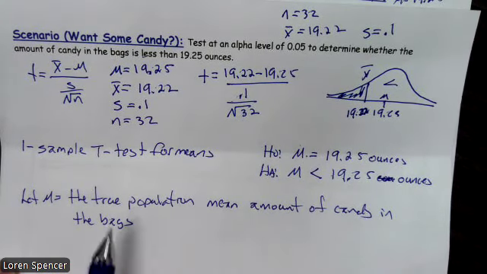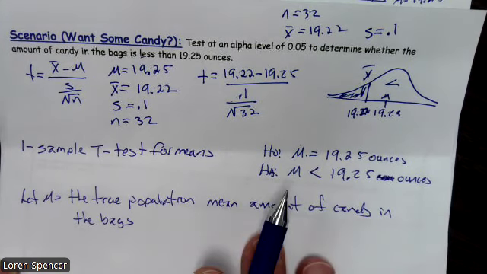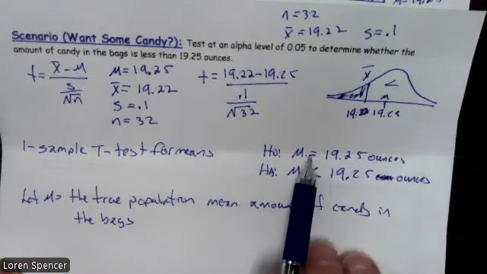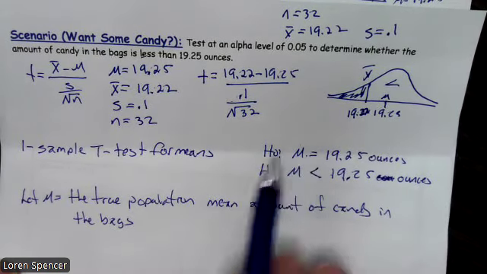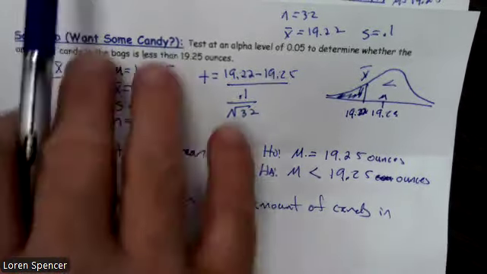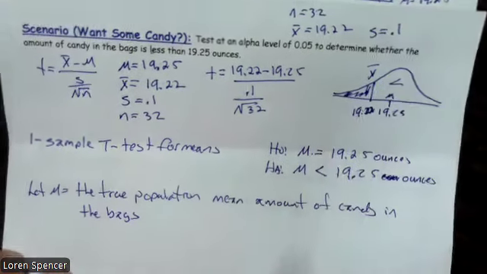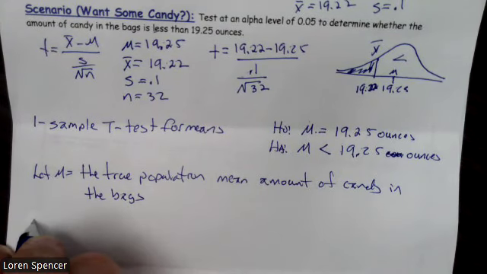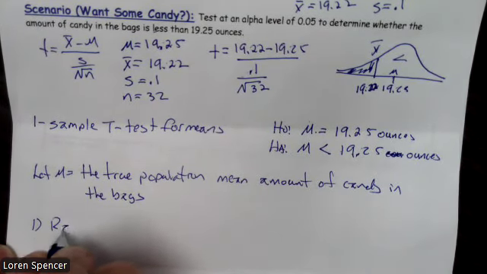Well, at this point, we've already set our hypothesis. We've already defined everything. We've actually shown our work, but we need to write our conditions and check everything out for our conditions. So our first condition, it's got to be a random sample.